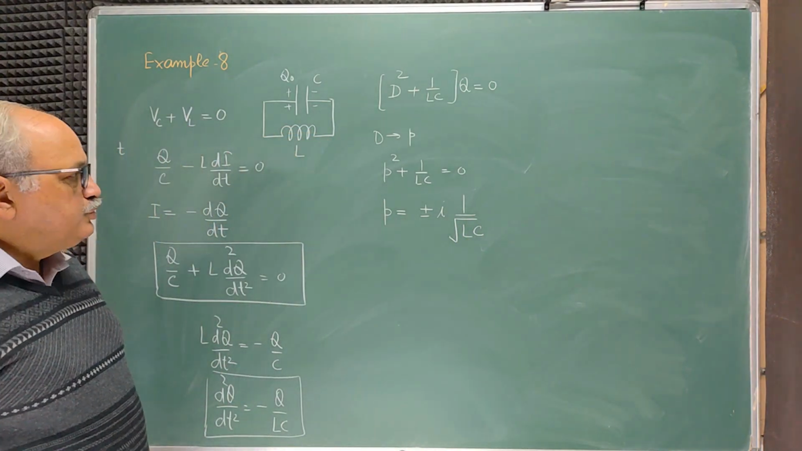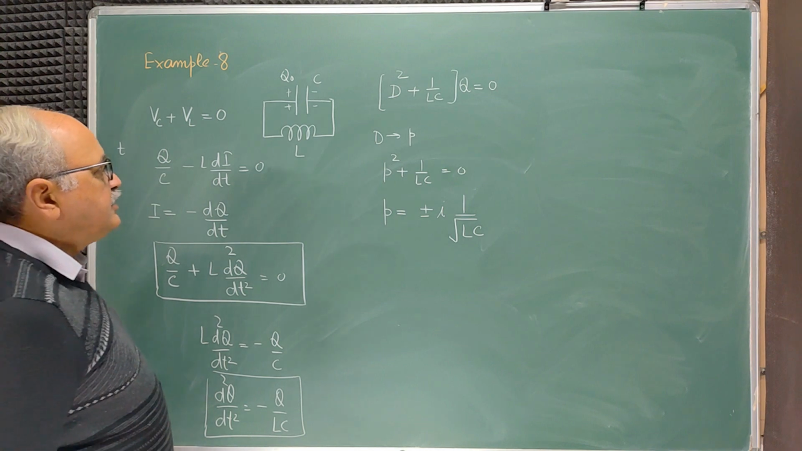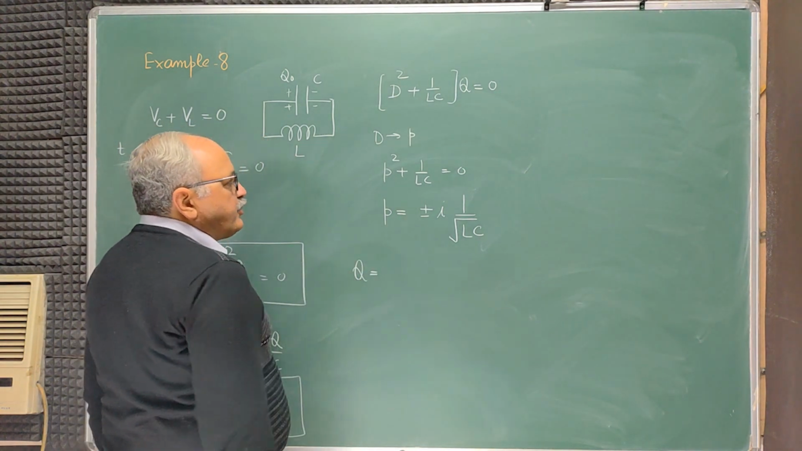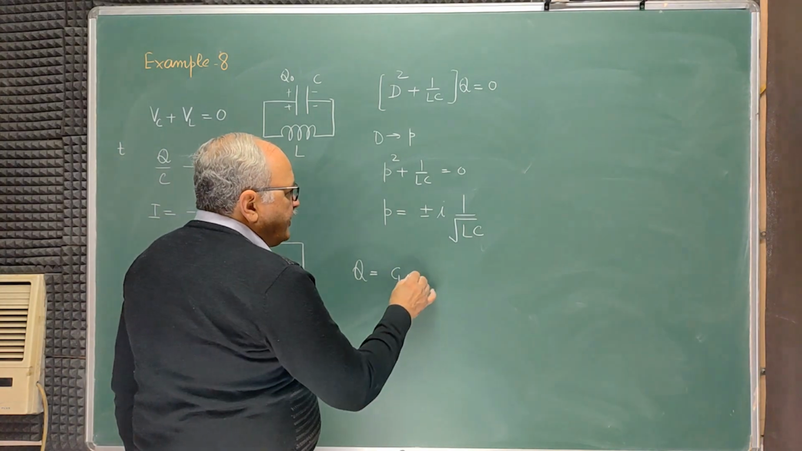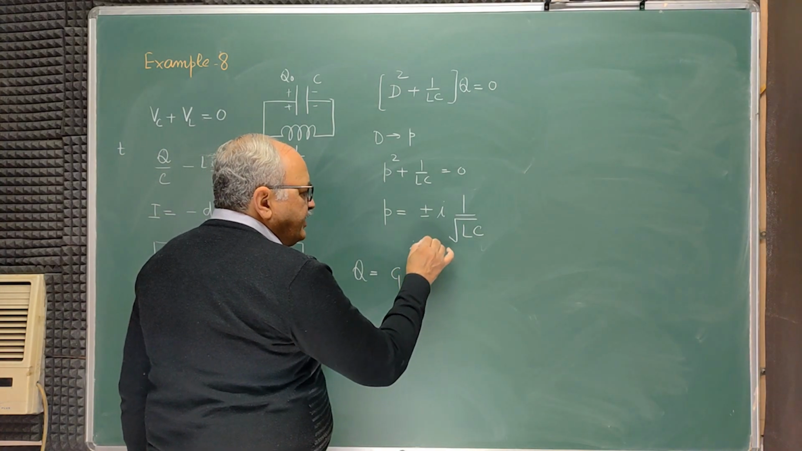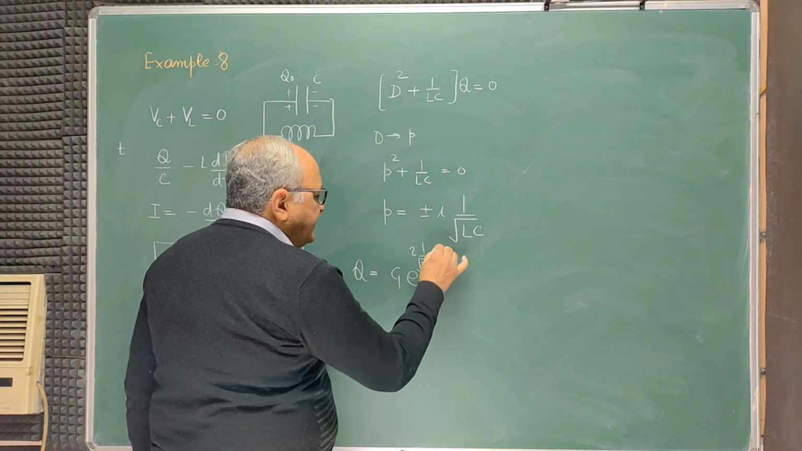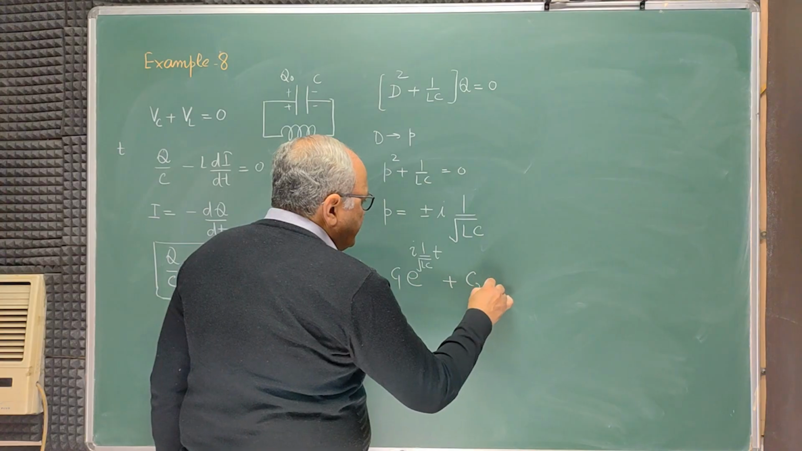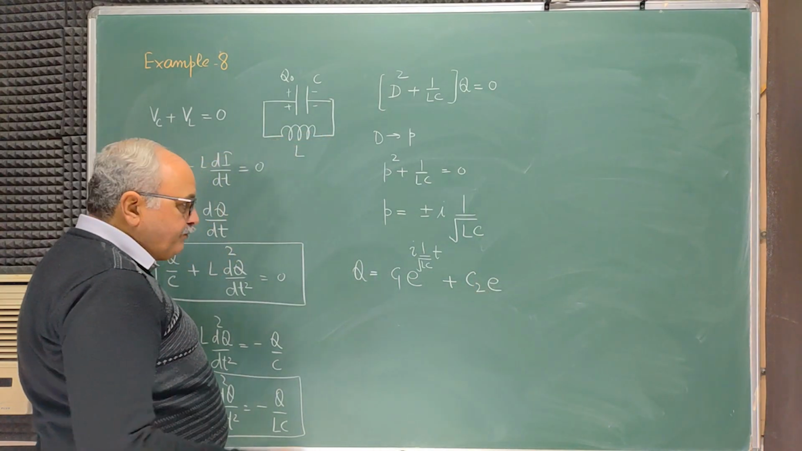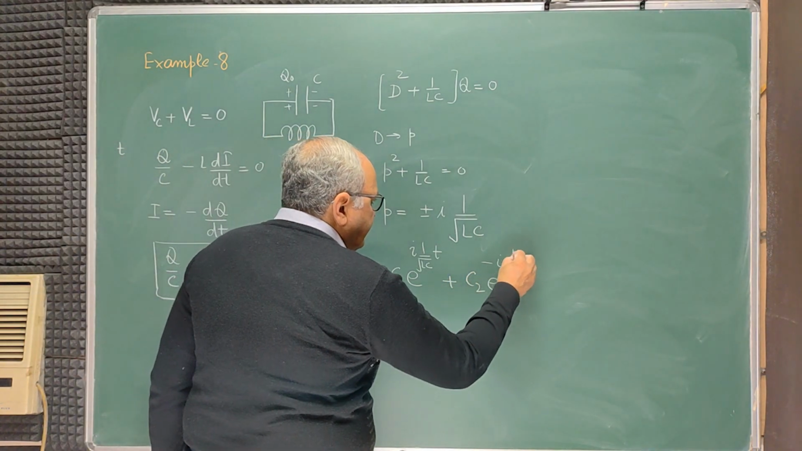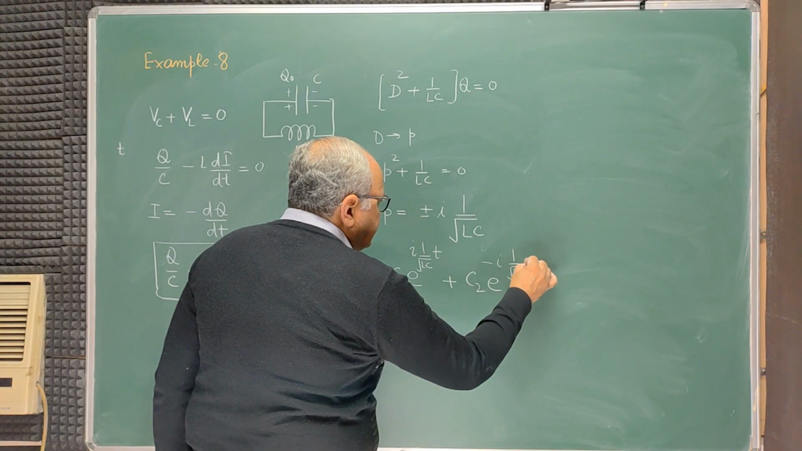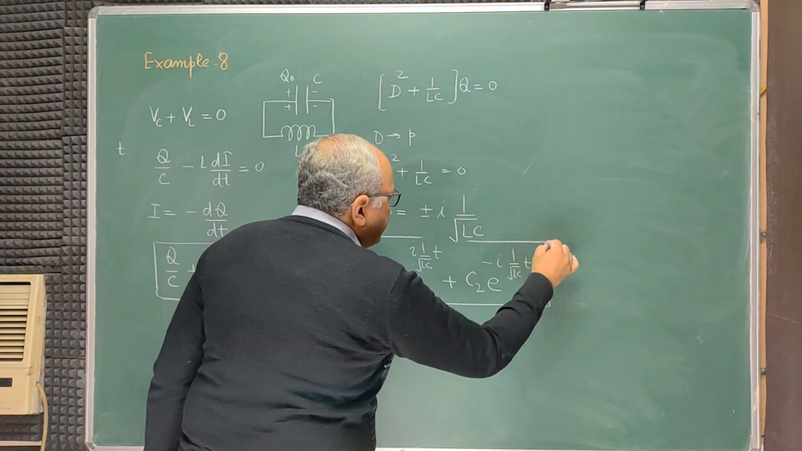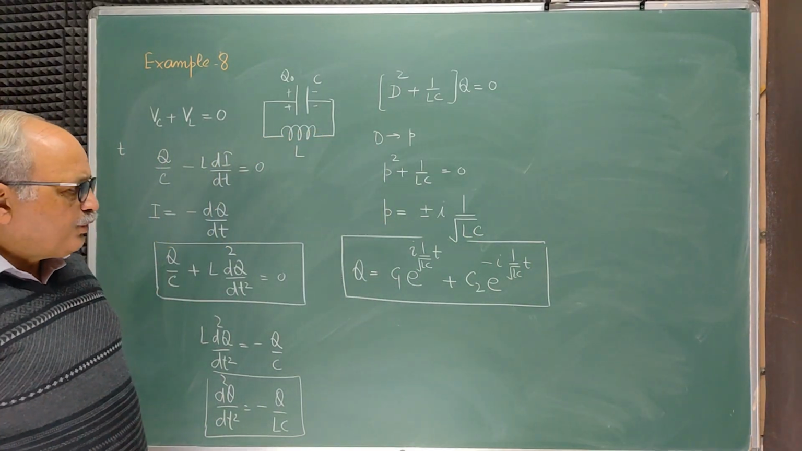Now that we have the roots, we can write our final equation as C1 e to the power i (1/√LC) t, that is in time, plus C2 e to the power minus i (1/√LC) t. So this is the required solution for the equation.